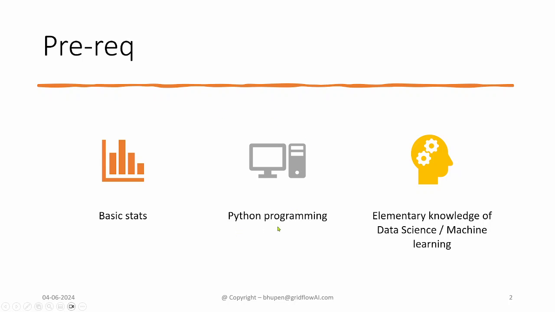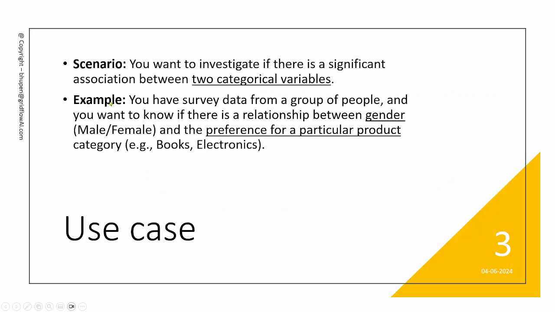A little bit of Python experience would be handy, and a basic idea about statistics, probability, probability density function, cumulative density function, and so on would be very, very useful here. So let's look at some scenarios where the chi-square test is used.